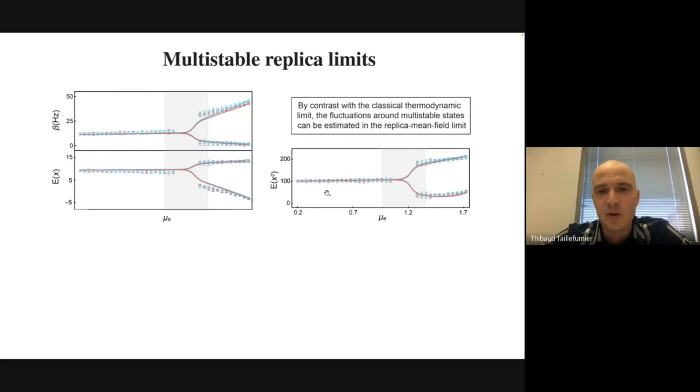And so here I'm just showing, for instance, I can predict also the second moment. And it's going to be of interest because in the replica-mean field limit, I'm still driven by a Poisson process. So I have a sense of variability. I don't become deterministic. I become multistable, but there's still a notion of stochasticity that is captured.